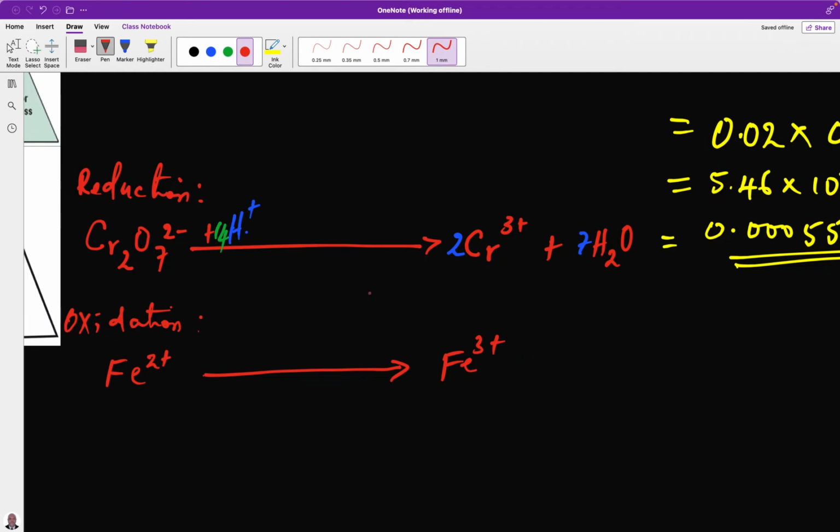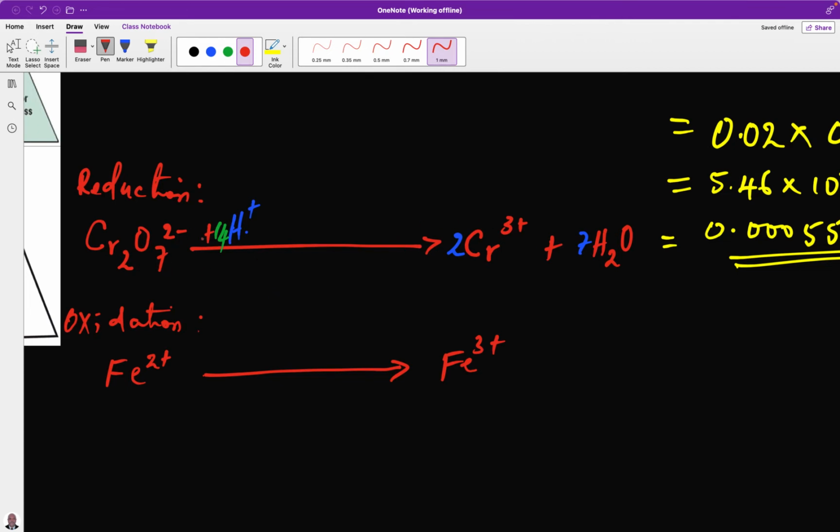Iron 2 is oxidized to iron 3. Okay, now there's nothing we can do. There's 1 iron here and 1 iron on the right, so the iron is okay. The last stage, after balancing all the atoms and ions, is to balance the charges.